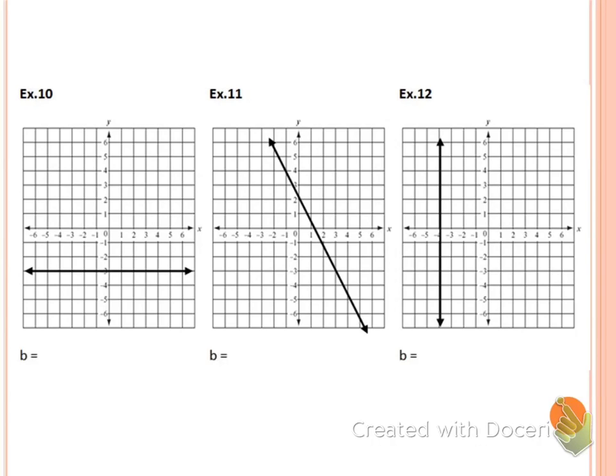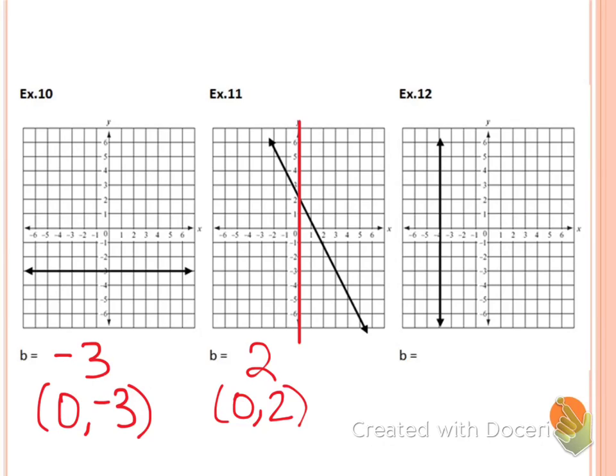Ellie, number 10? -3. As a point, that would be 0, -3. What about number 11? Keon? So we are looking at our y-axis, the one that goes straight up and down. We are looking at where our graph crosses the y-axis. 2, +2. As a point, we would say that's 0, 2.